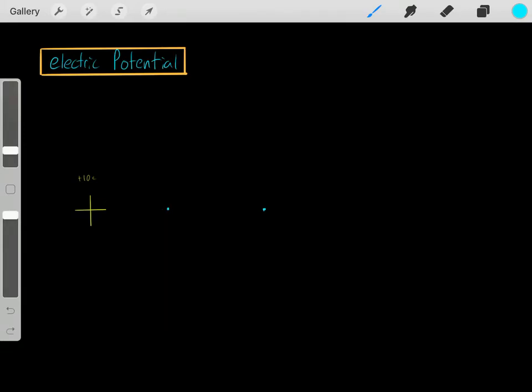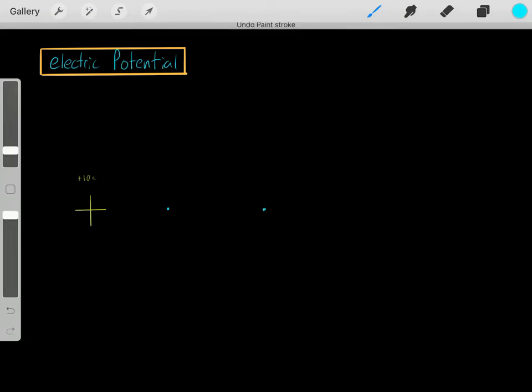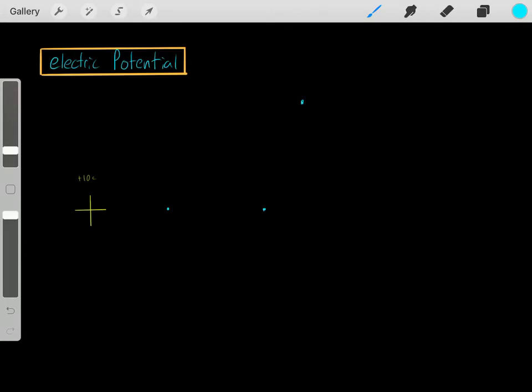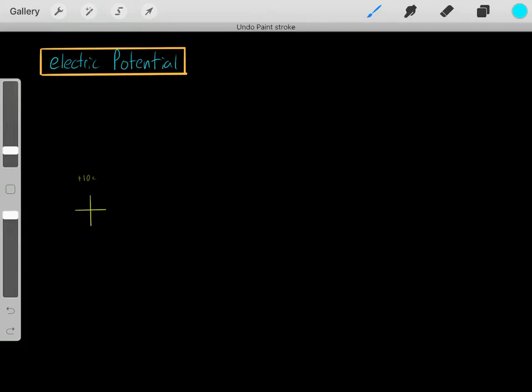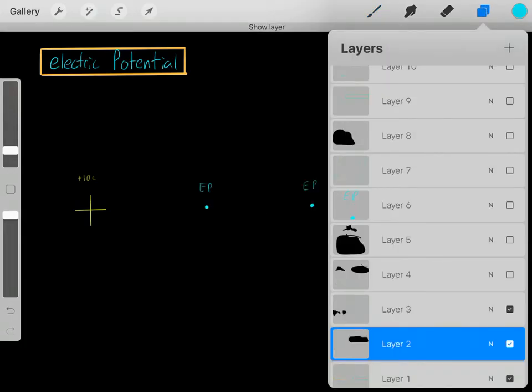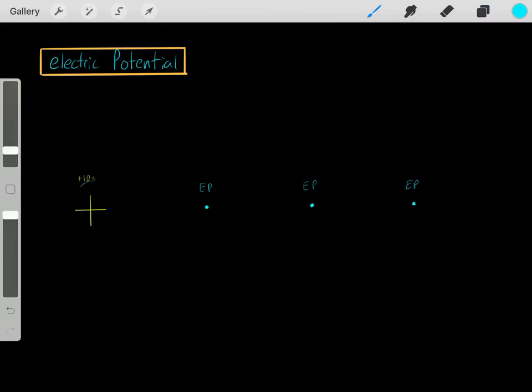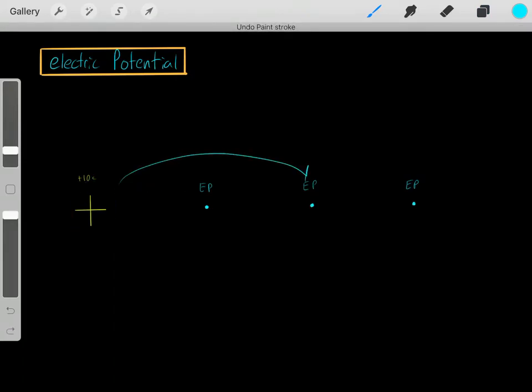I know it seems like an abstract idea, but essentially, electric potential is a characteristic of a region in space. This particular spot has its own electric potential. This spot has a different electric potential. This spot has a different electric potential. And this spot has a different electric potential. It's just a characteristic of a region in space. So again, due to this charge, it's going to create these electric potentials.